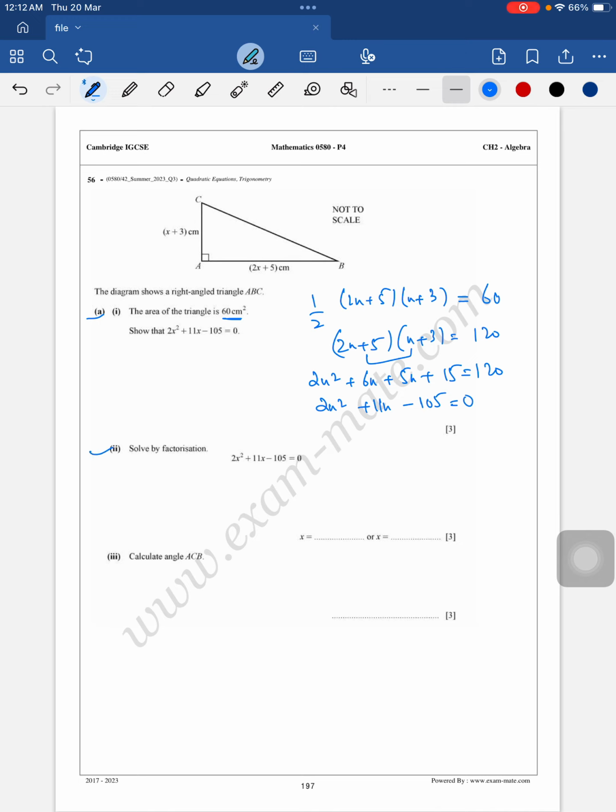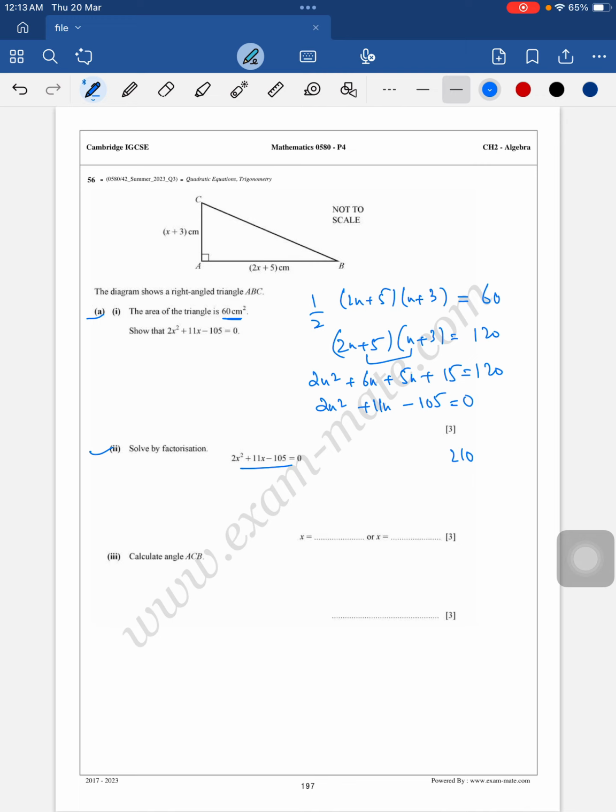Part 2. Solve by factorization. 2x square plus 11x minus 105 is equal to 0. So we have to multiply 105 by 2, that is 210. I have to look for factors of 210. Now 210 divided by 4, no. 210 divided by 5, no, that will not work. 210 divided by 7, no, it is not working. 8, no.